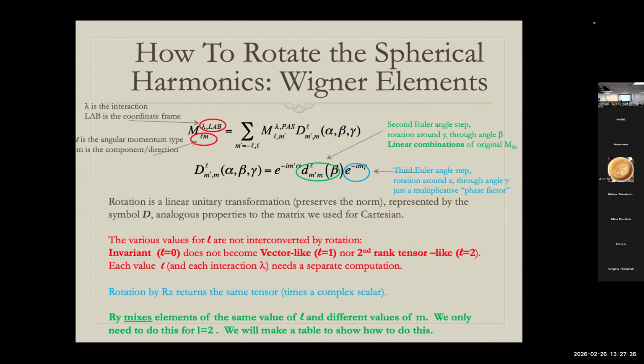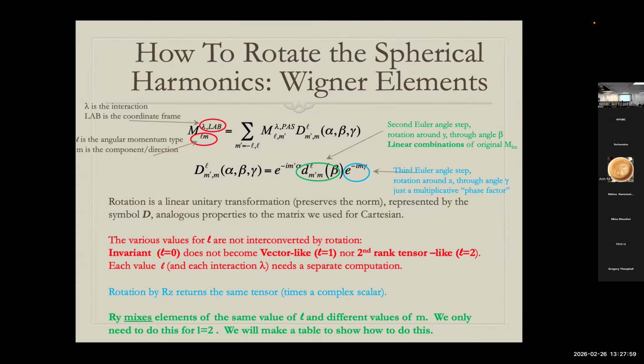And this is for a rank 2 that I'm thinking about here. So we'd have to make a little tweak if it wasn't rank 2. But anyway, if we want to see it in the lab frame, but we only know it in the PAS, the first thing we're going to do is recognize that this is the sum over L. So for each component in the PAS frame, we have to do a calculation. And then we're going to add all those up.